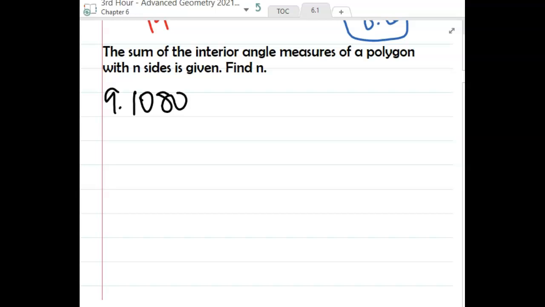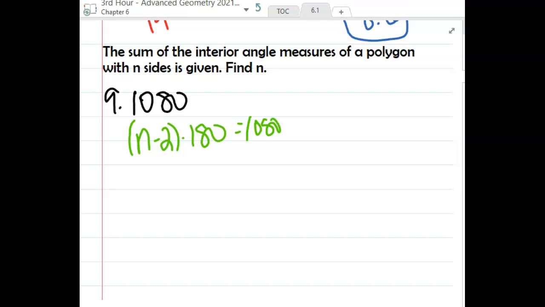Well, I know the sum of all the interior angles. This is theorem 6.1. What I did is I took n minus 2 times 180. I don't know what n is. I don't know what I plugged in for n. But when I did that, I got 1,080. So what you're going to do is set up an equation and solve for n, which is the number of sides.